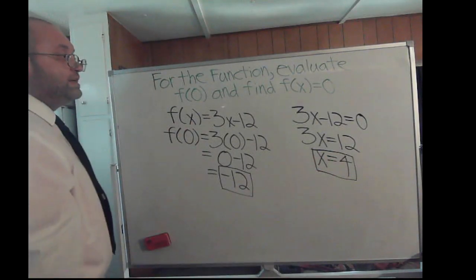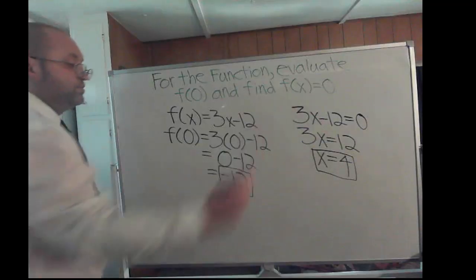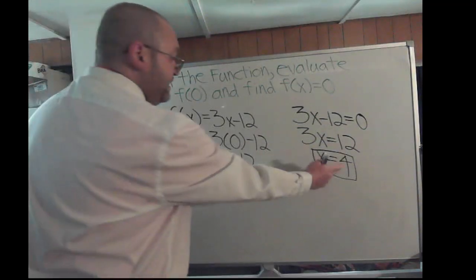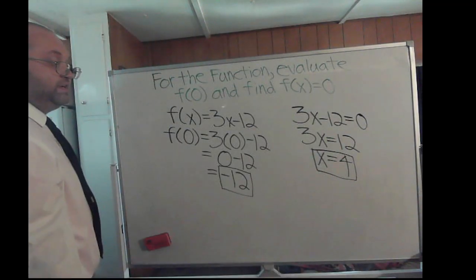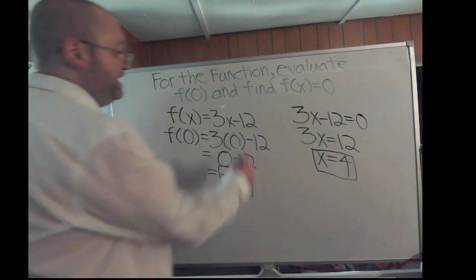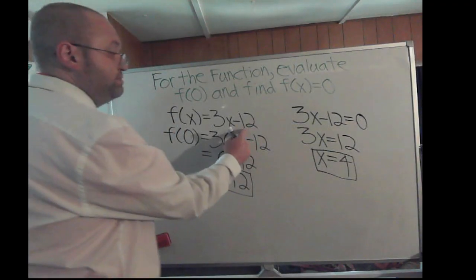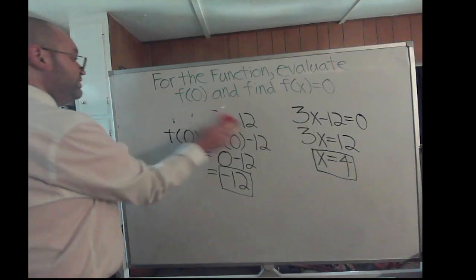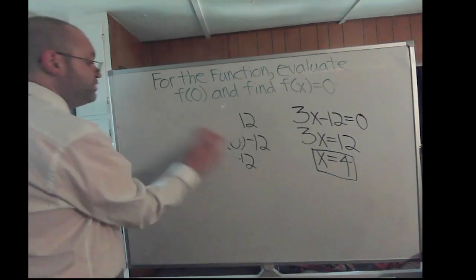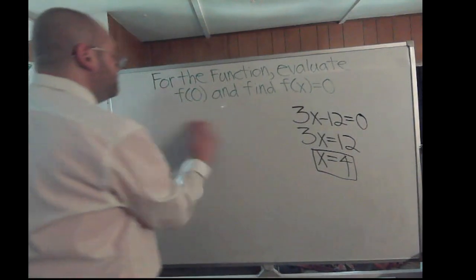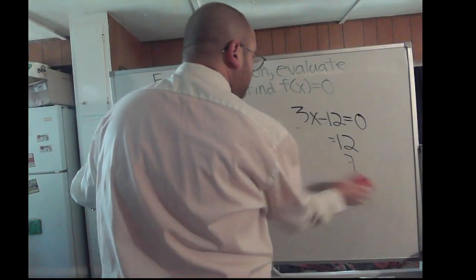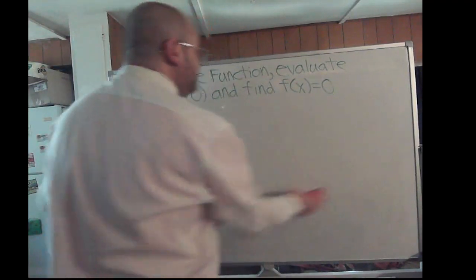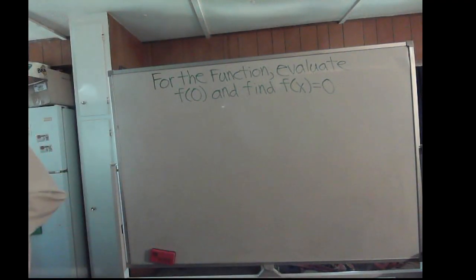That's really all it is when you set f of x equal to 0. You just find the value of x that makes the function equal to 0. You just take the value of the function 3x minus 12, set that equal to 0. So really not too bad for that either. It's pretty much stuff we've been doing all along, only today we got this fancy new notation, the f of x. Don't let that scare you.